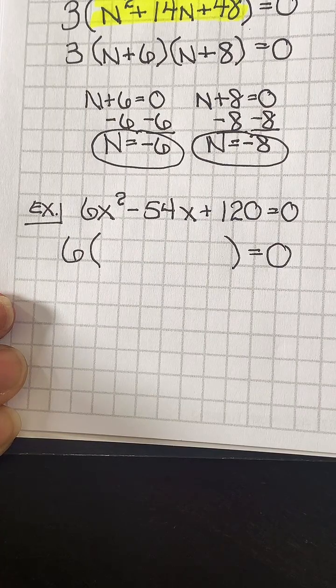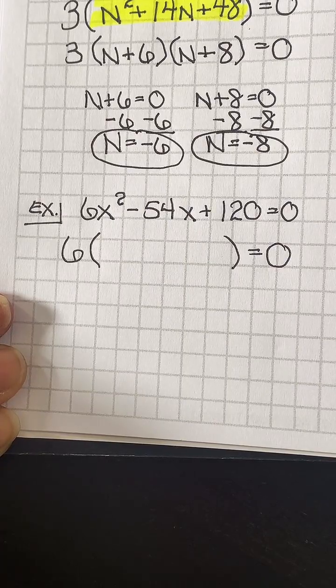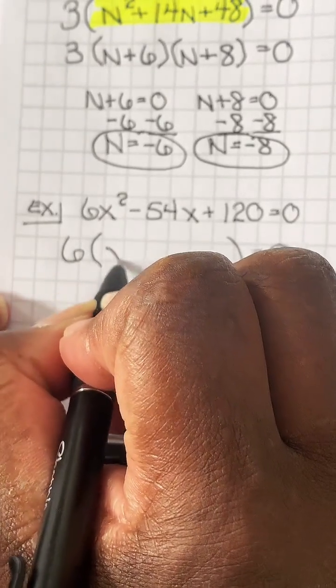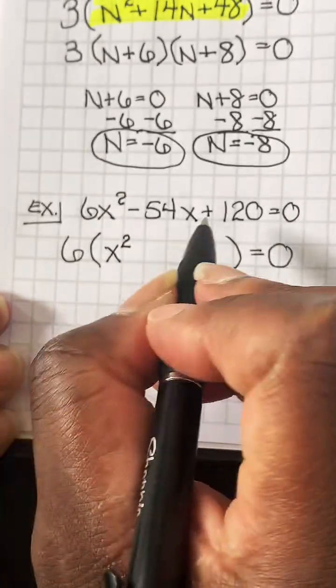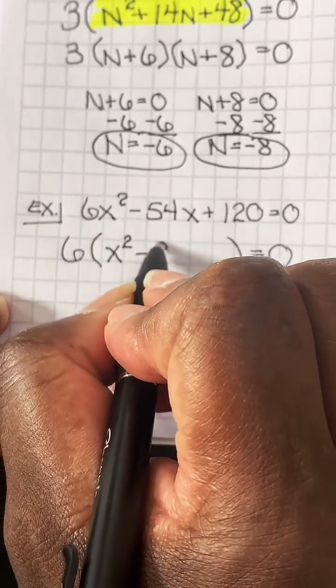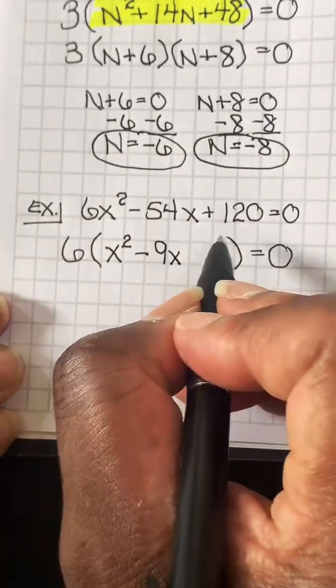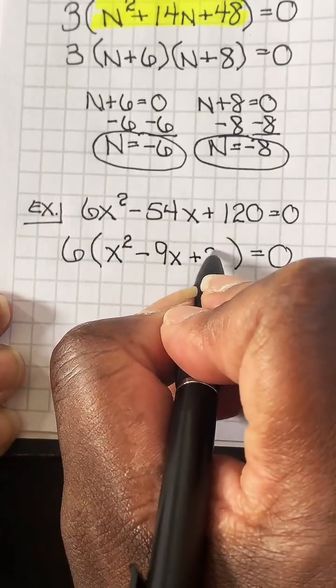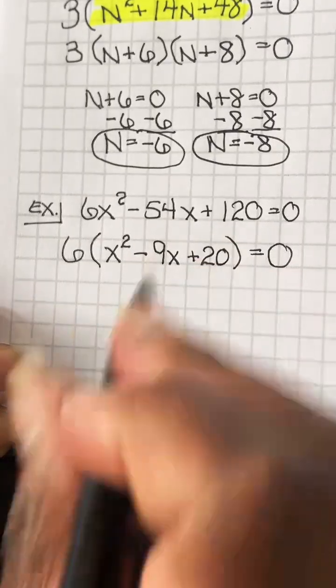Samia has x squared minus 9x plus 20. Leah says x squared minus 9x plus 20. Sheen says x squared minus 9. Don't forget the x plus 20. Good. So 6x squared divided by 6 gives me x squared. Negative 54x divided by 6 gives me a negative 9x. And then 120 divided by 6 gives us a plus 20. Okay.